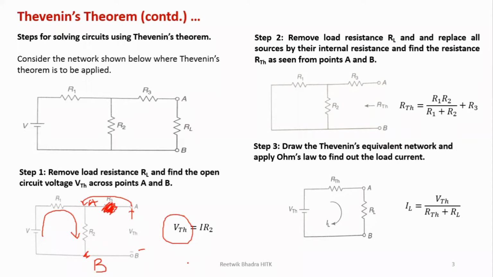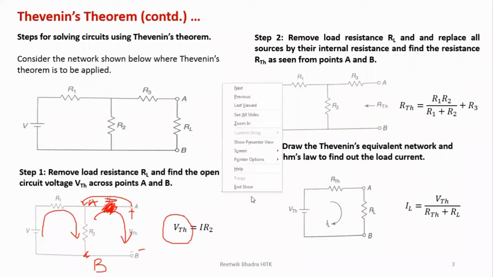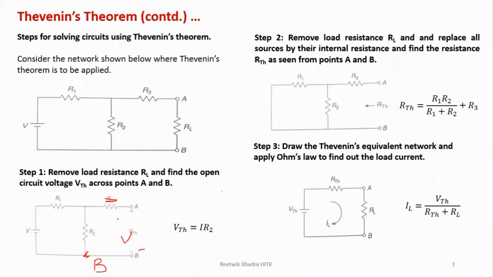Sir, why are we removing R3? Because no current is flowing through this, no drop will be there. Oh, okay. Yeah, this part is open, right? No current will flow. I into R3 will be 0. So I can easily remove my R3.